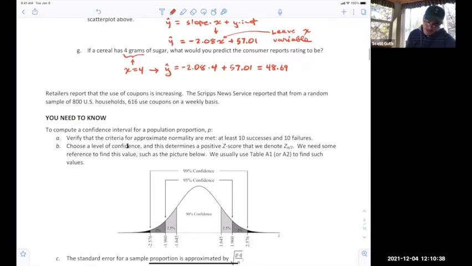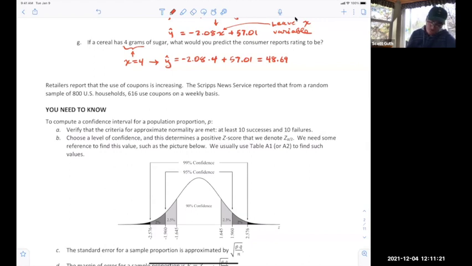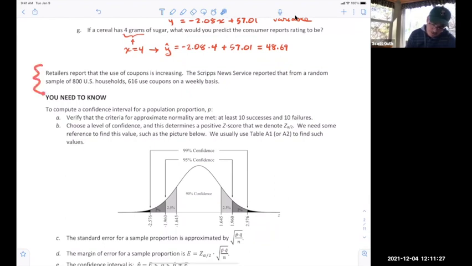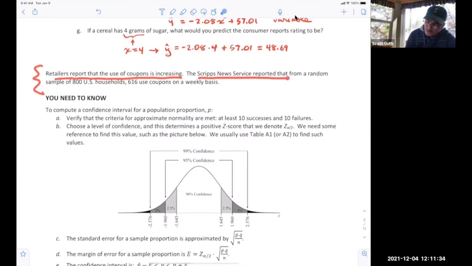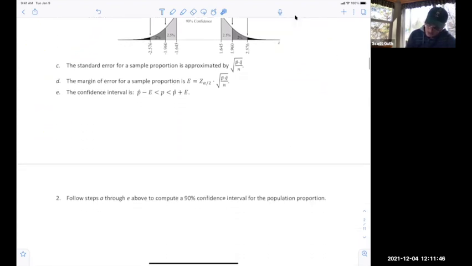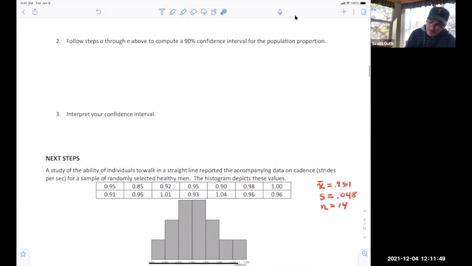We're going to go to the next one here. Okay, so going to the next problem here, and it's this bit right here, that retailers report that the use of coupons is increasing. Scripps News Service reported that from a random sample of 800 households, 616 are using coupons on a weekly basis. And there's some hints here about how to do the confidence interval, which is what it's about to ask us. It's a 90% confidence interval for a population proportion.